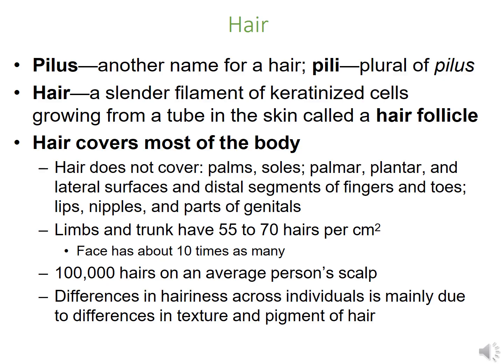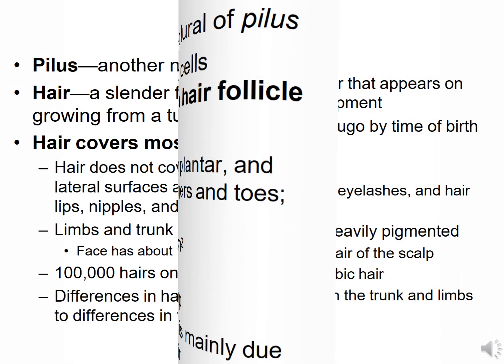Lips, nipples, and parts of the genitals, limbs, and trunk have 55 to 70 hairs per cm2. The face has about 10 times as many, and there are 100,000 hairs on an average person's scalp. Differences in hairiness across individuals are mainly due to differences in texture and pigment of hair.